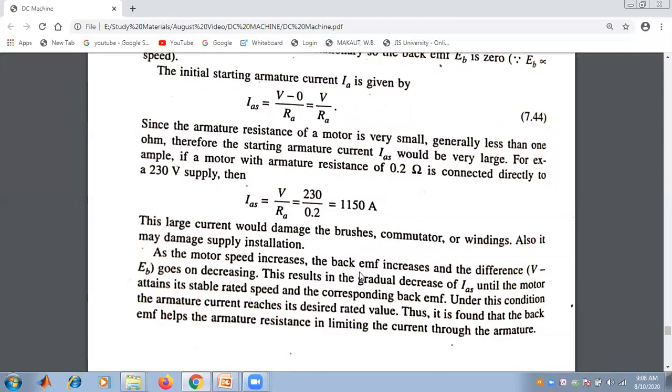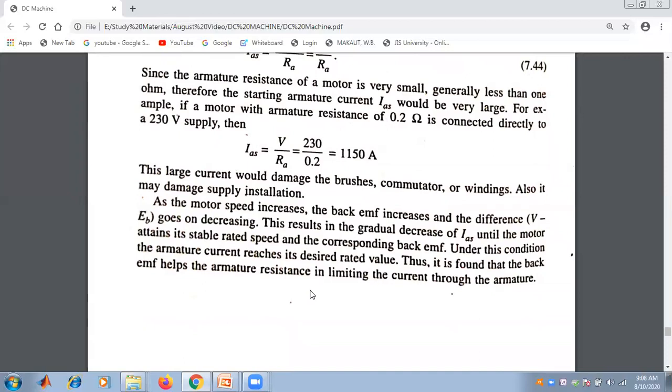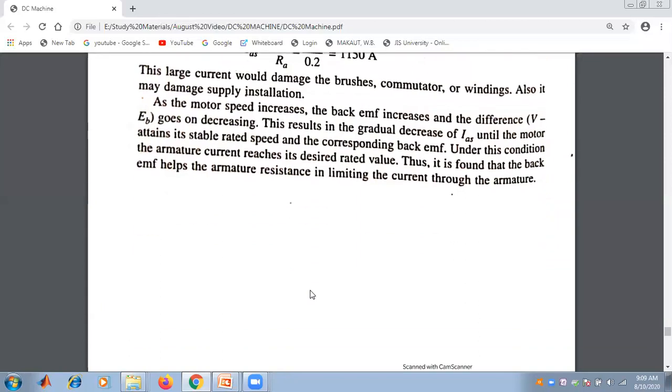As the motor speed increases, the back EMF increases, and the difference between the two, that is V minus EB, goes on decreasing. This results in a gradual decrease of IA until the motor attains its stable rated speed and the corresponding back EMF. Under this condition, the armature current reaches its desired rated value. Thus, it is found that the back EMF helps the armature resistance in limiting the current through the armature.